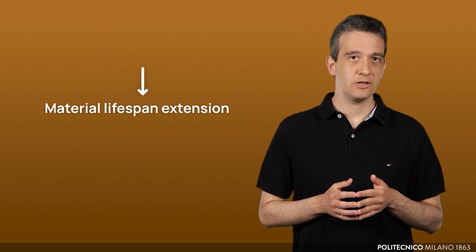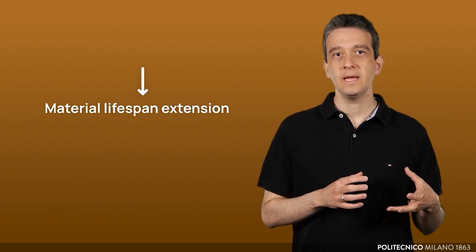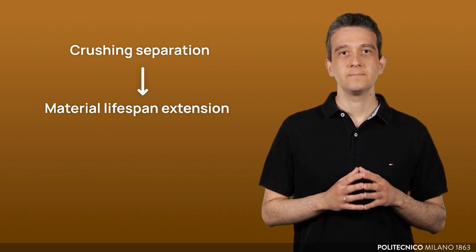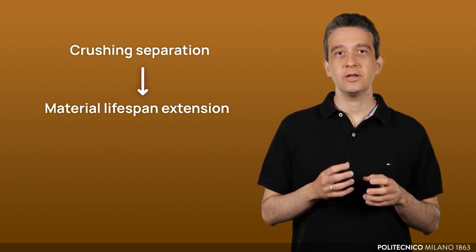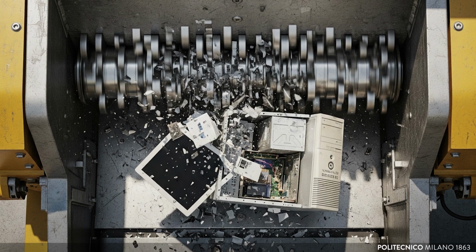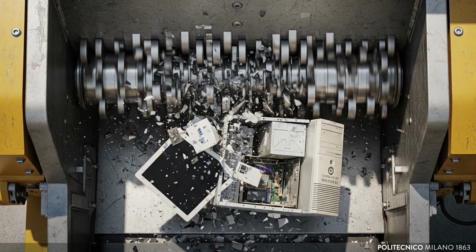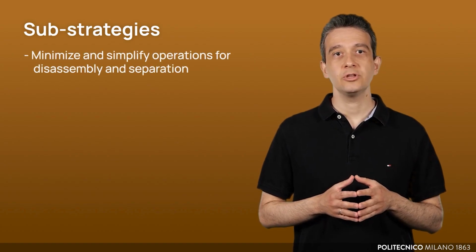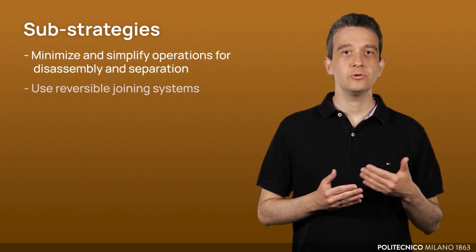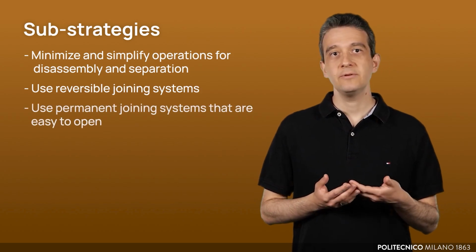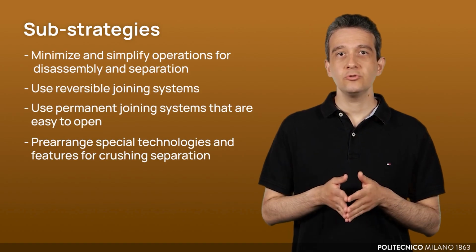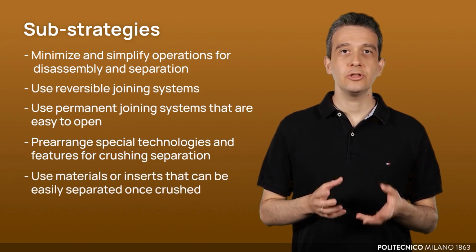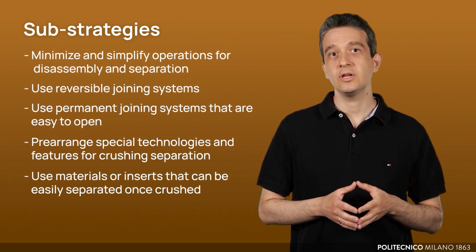There is also another method of separation that supports the extension of material lifespan, the so-called crushing separation. In this case, the product is crushed and the various materials are separated using different technologies and then recovered for possible recycling or incineration. To facilitate disassembly, the main sub-strategies are reducing and facilitating the operations for disassembly and separation, using reversible joining systems or permanent joining systems that can be easily opened, and finally, we can co-design special technologies and features for crushing separation or use materials or inserts that can be easily separated once crushed.